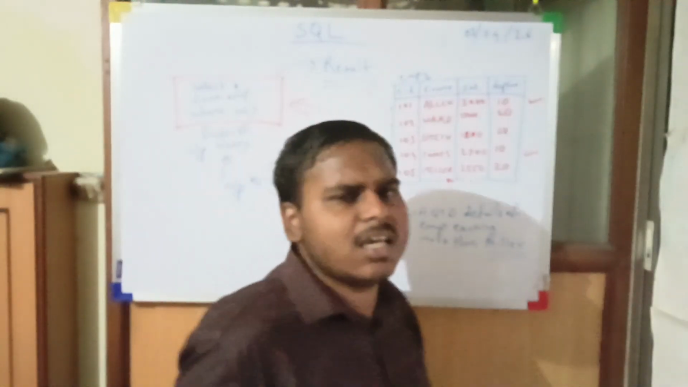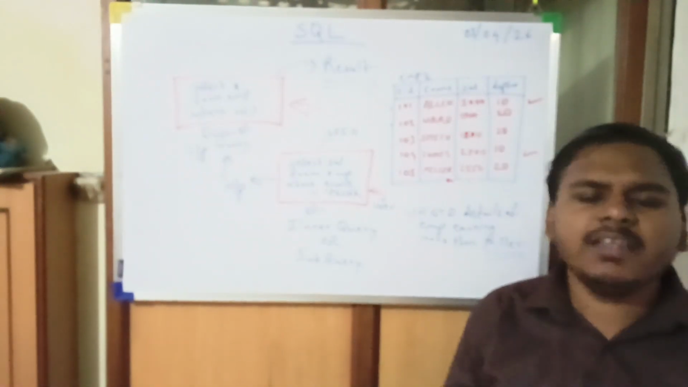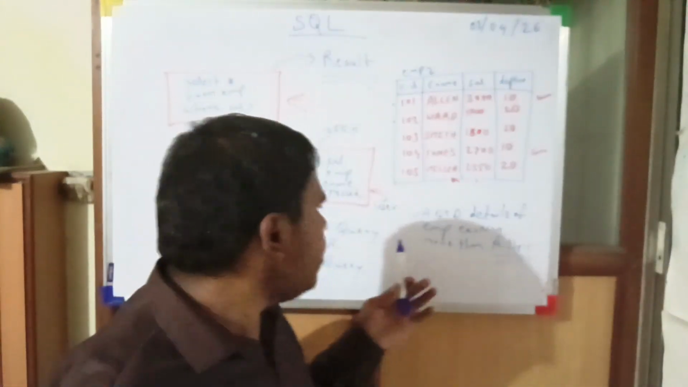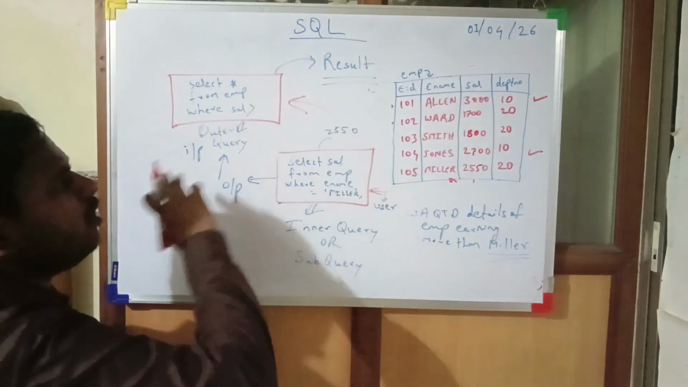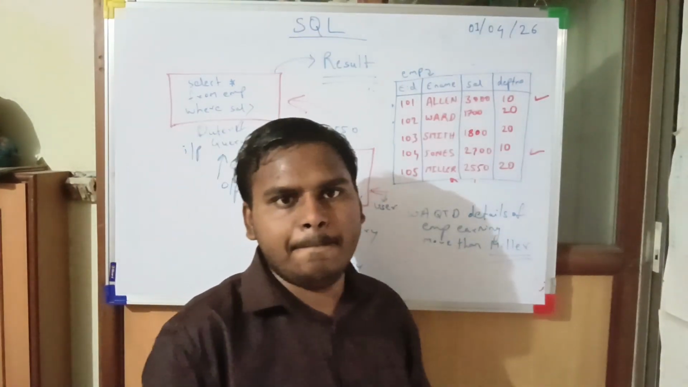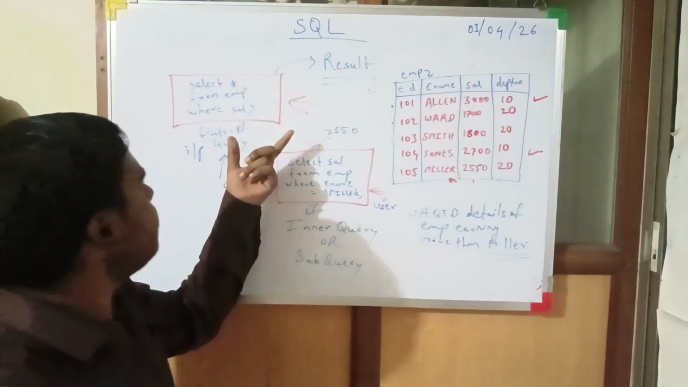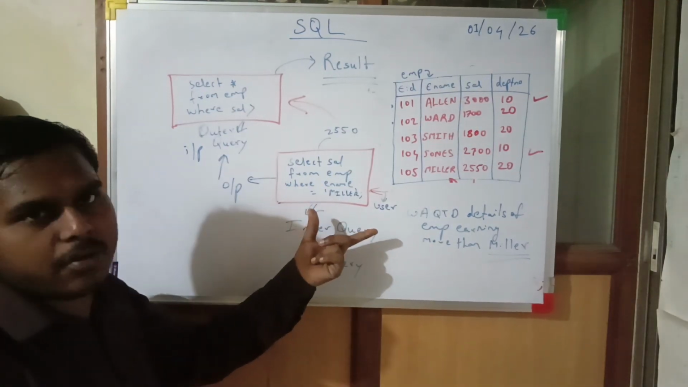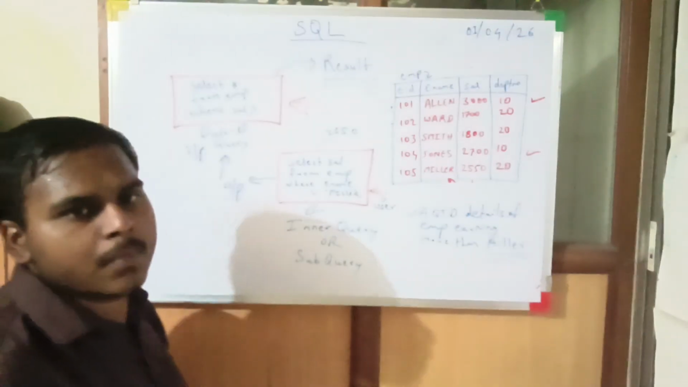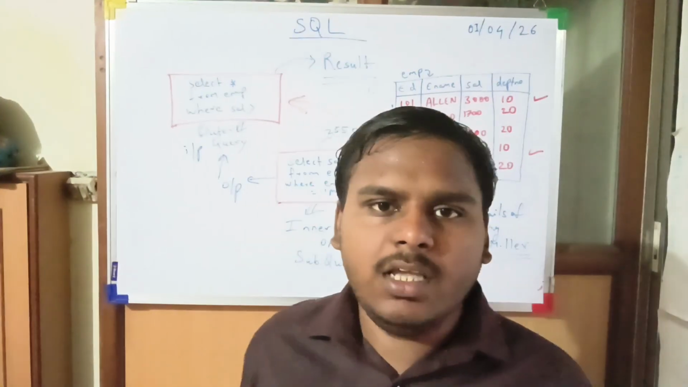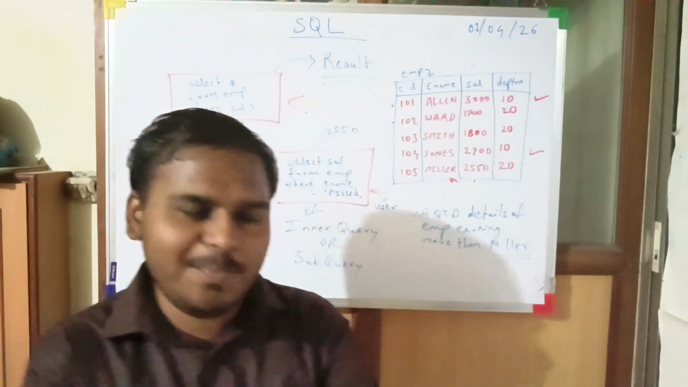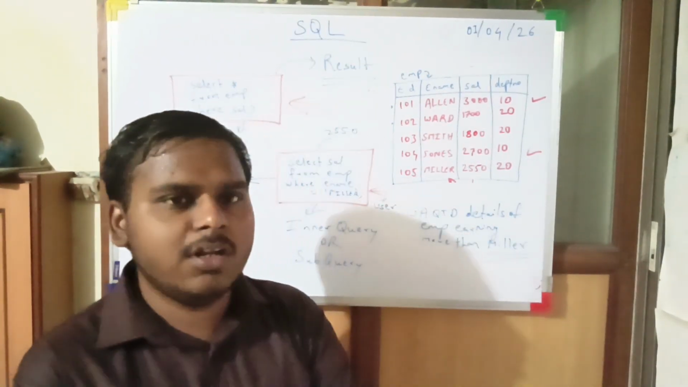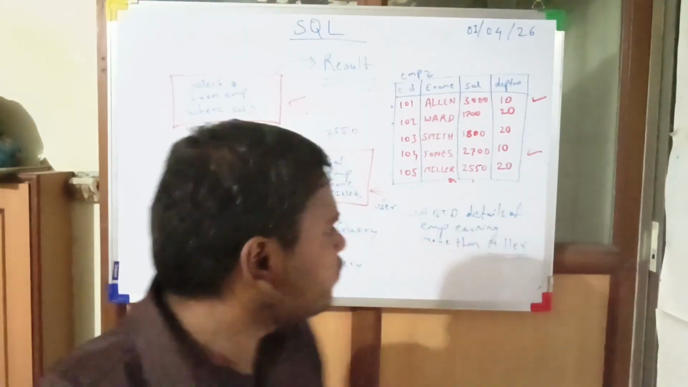So can I say the outer query is dependent on the inner query? Yes. If the inner query is not there, the outer query can't work directly, because the outer query needs some input. That input is given by the inner query. That's why the inner query is important. Without the inner query, you can't get the exact output.